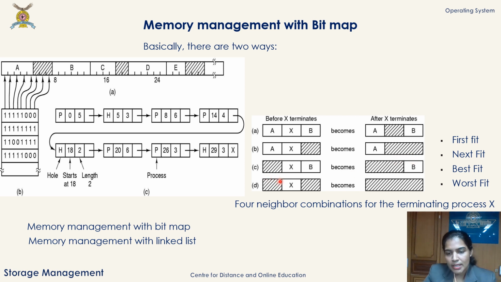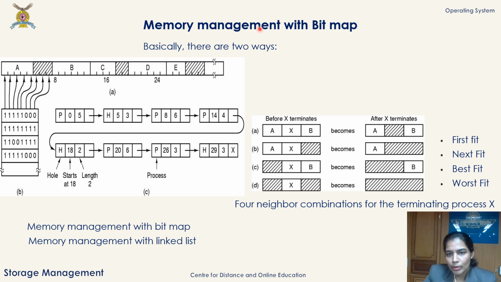The next scenario, C, shows an empty area, then we have process X, then we have process B. Now when X terminates, again these two empty partitions are combined, merged together into a single empty partition. And this last scenario shows we have empty space, then process X, again empty space. Now when X terminates, we'll have a big hole, a big partition available for allocation. So it shows the 4 neighbor combinations for process X before X terminates and after X terminates.